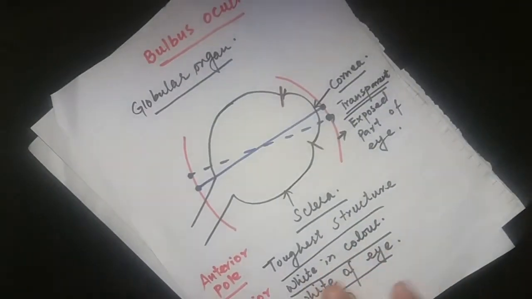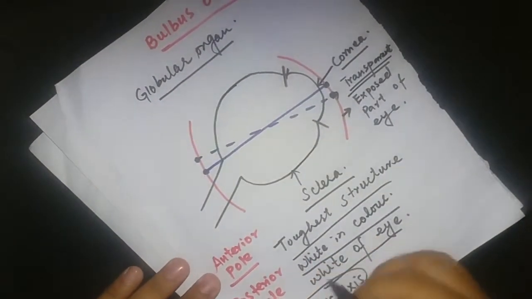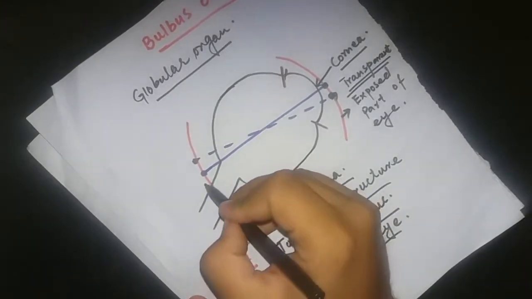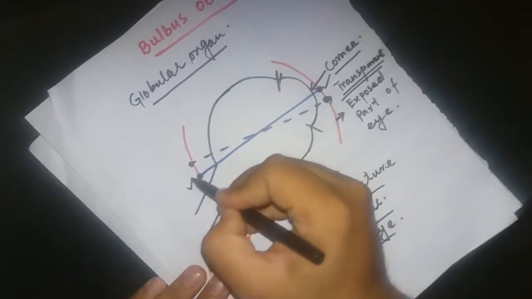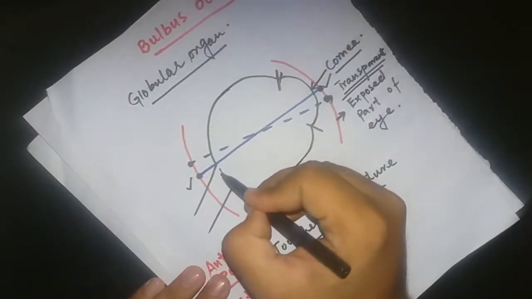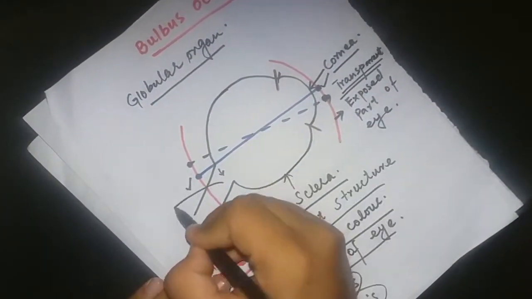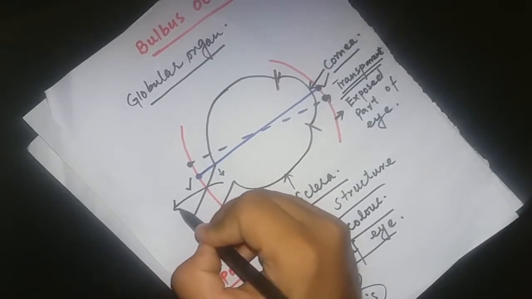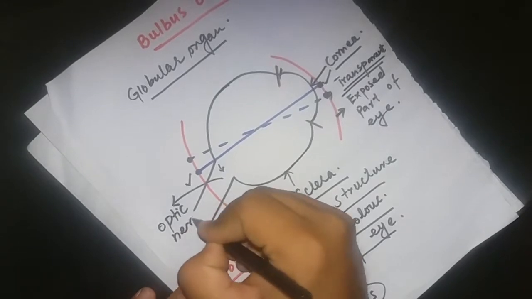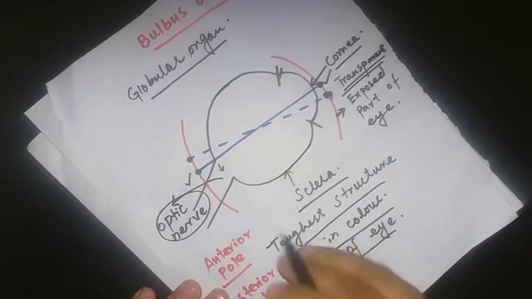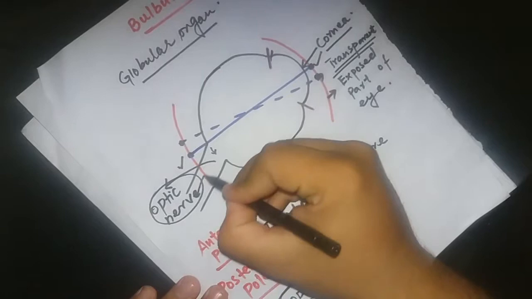Now, in the previous diagram, I want to tell you one thing more. Here is the anterior pole, here is the posterior pole. Now medial to the posterior pole is a part known as the optic nerve. This optic nerve leaves the eye here.